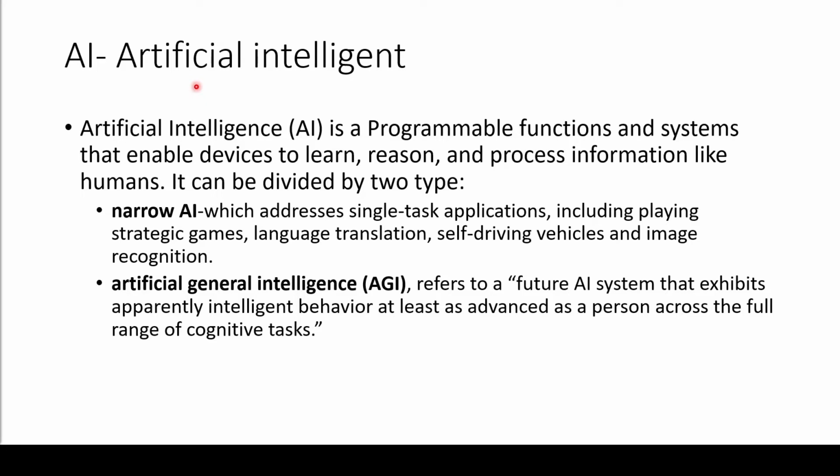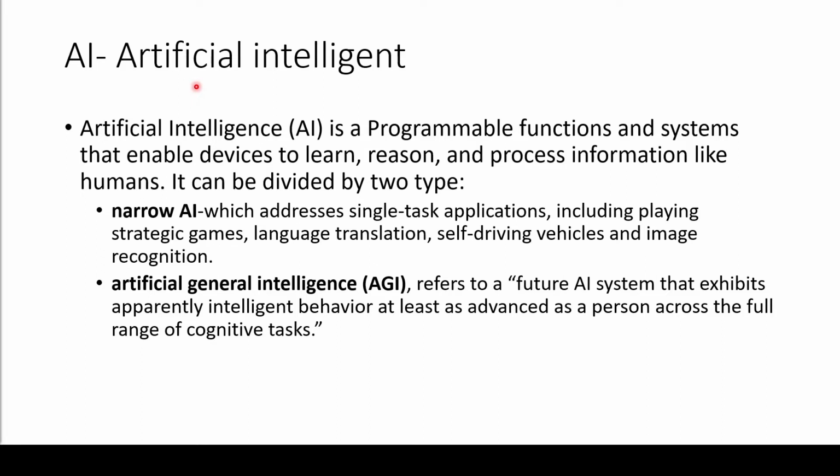So, what is AI? By definition, artificial intelligence is a programmable function and system that enables a device to learn, reason, and process information like a human. It can be divided into two types. The narrow AI addresses single-task applications, including playing strategic games, language translation, self-driving vehicles, and image recognition. Meaning that the narrow AI tries to solve a very specific job.